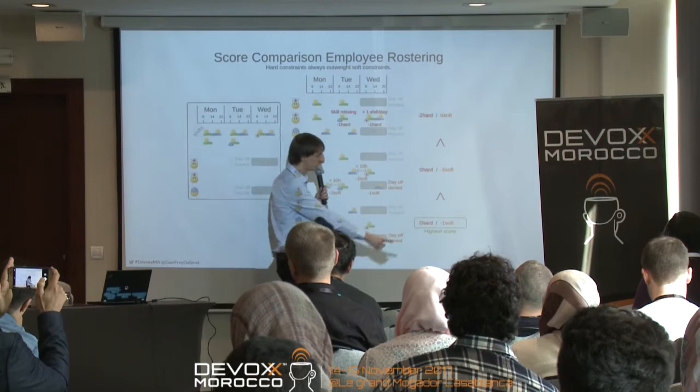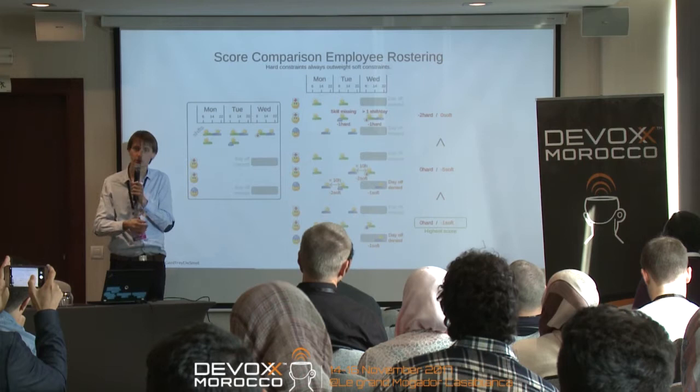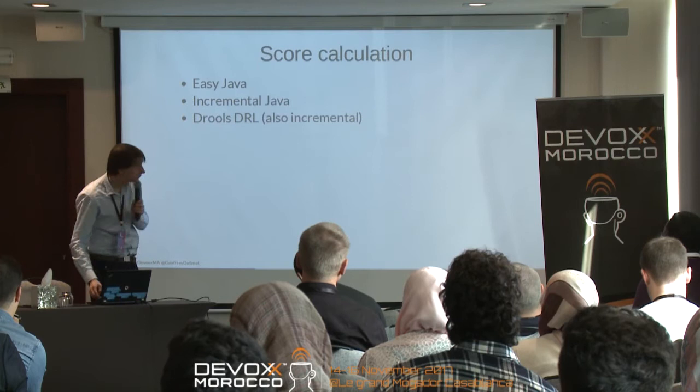So we might actually get to, you know, plus one soft. And again, a higher number is better. OptaPlanner will favor the solution with the highest score. Okay? So how do you implement this?